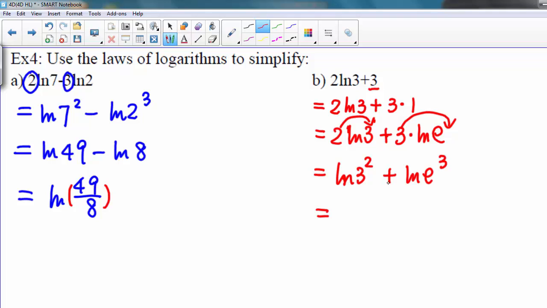With the plus in the middle, we know we multiply these two arguments. And the 3 squared is 9. So it's ln 9 times e cubed. You can put in a pair of brackets to show the entire argument.